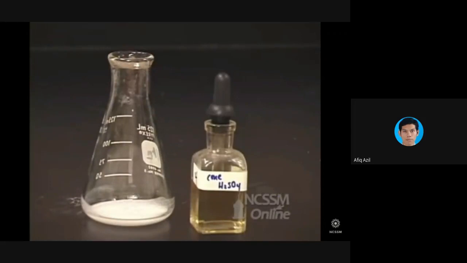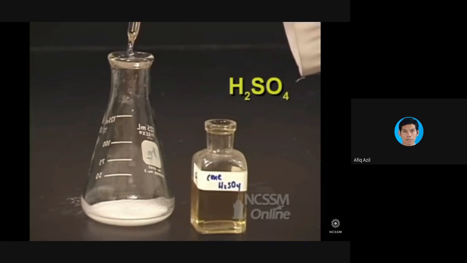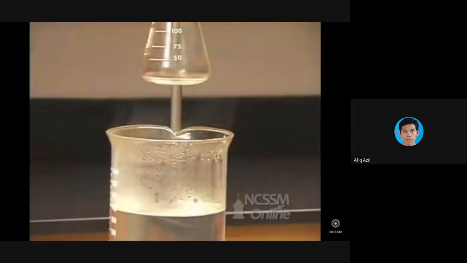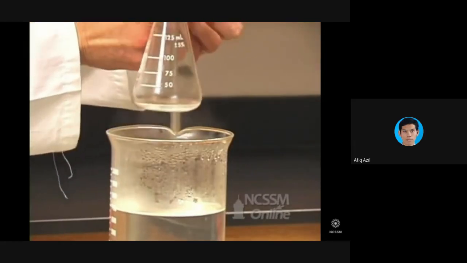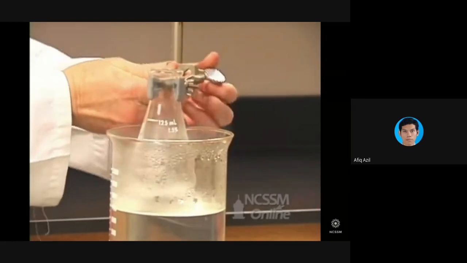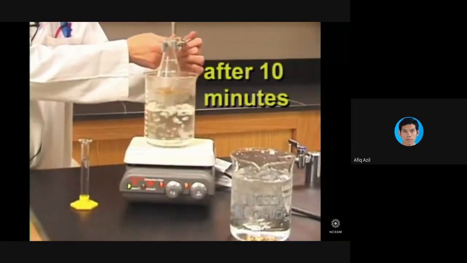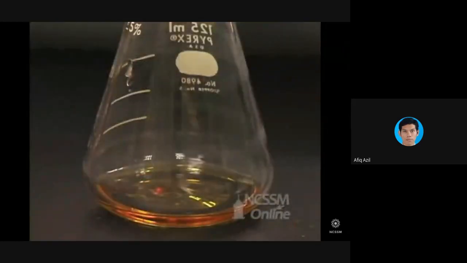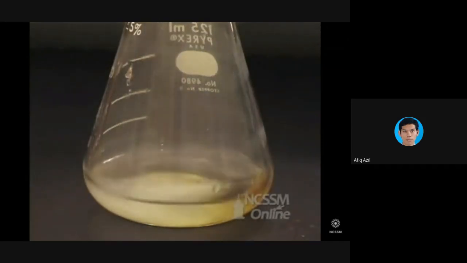Next, we add 5 drops of concentrated sulfuric acid. This is making us an acid environment, and it will also cause the reaction to go a little faster. We want to heat this in a boiling hot water bath for about 10 minutes. After 10 minutes, you can see that the color has a sort of yellowish brown tint to it. Now we're going to add 10 milliliters of cold water.